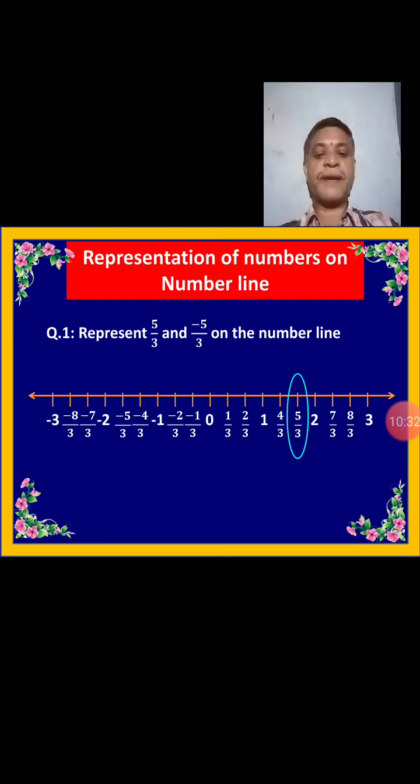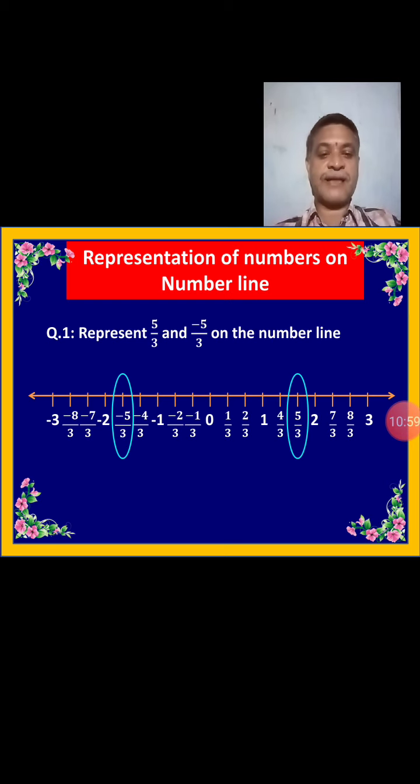Now we want to represent 5 by 3. So observe that point, that is 5 by 3. And the second one is minus 5 by 3. So this is minus 5 by 3. You have to put two dots on those numbers that we have to represent on that number line. So this is the way to represent fractions, rational numbers on the number line.